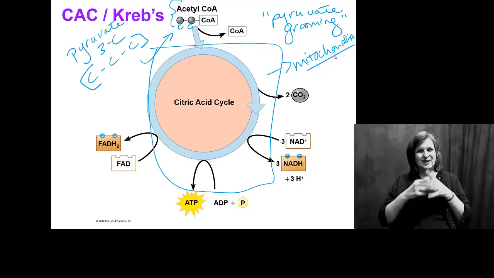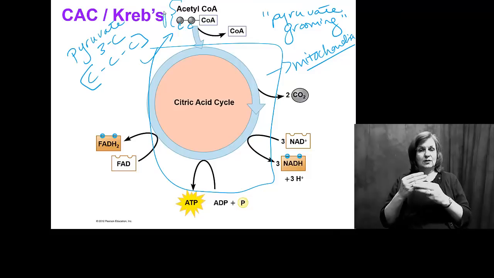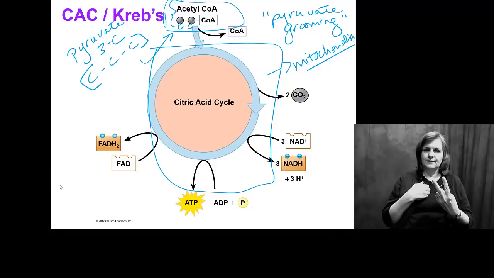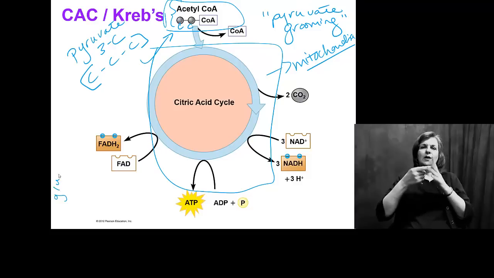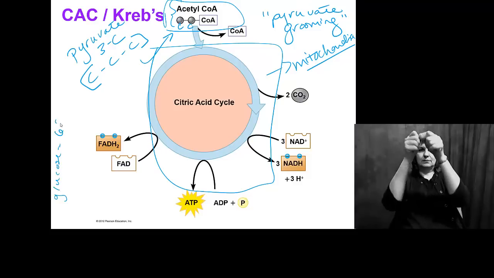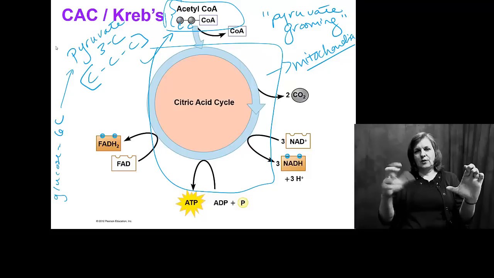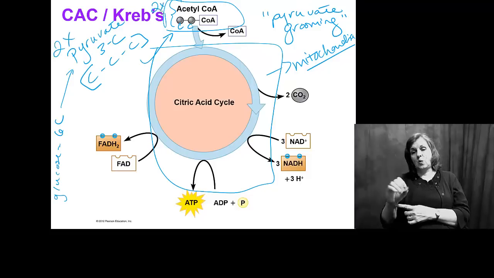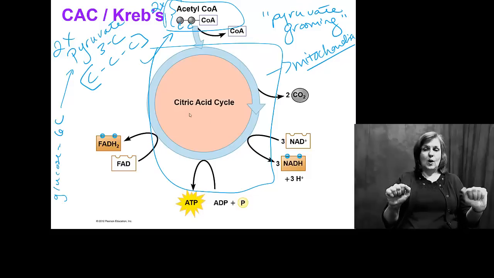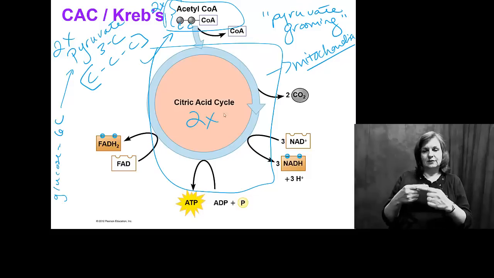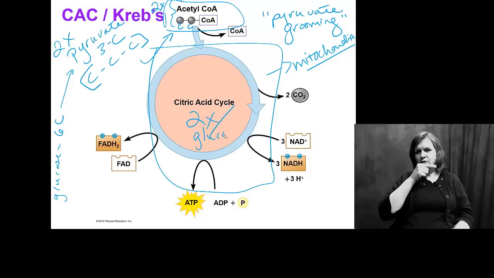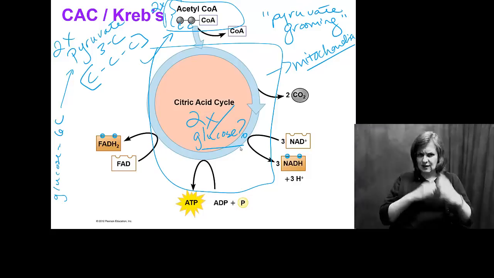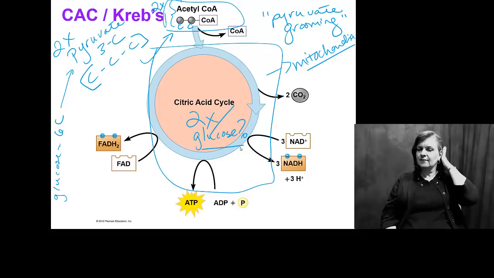The citric acid cycle, if we're starting with one of these, we actually have 2, right? So we start with glucose, which is 6 carbons. We went to pyruvate, but we went to 2 pyruvate, and now we go to 2 acetyl-CoA, which means we're going to do the citric acid cycle twice per glucose. Does that make sense? You've got to follow the bouncing carbons and the bouncing electrons.